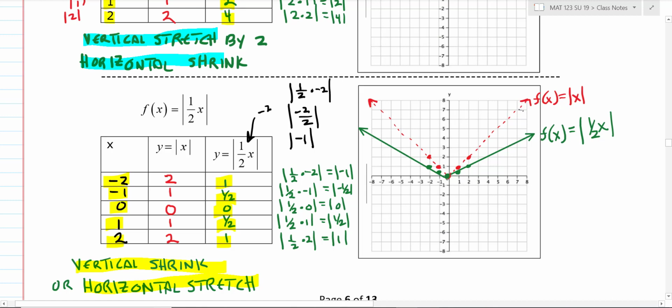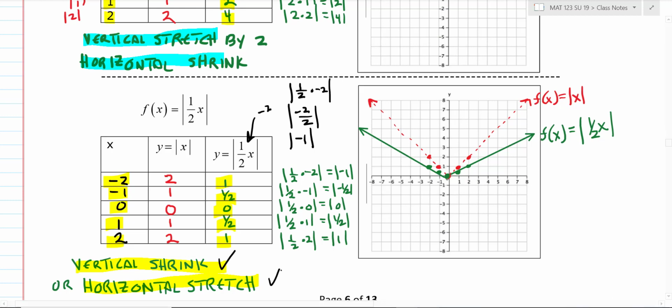You can think of this red graph flattening. That would be what we call a vertical shrink. Okay, the y values get smaller. If y values get smaller, that's a vertical shrink. Or you can think of it this way, stretch. Okay, if you pull on that red graph, then it will stretch it out. So you could also think of it as a horizontal stretch. So that's how that works out then.